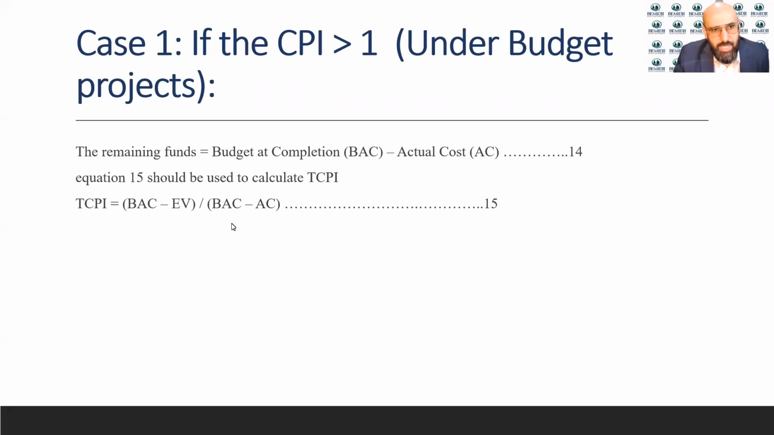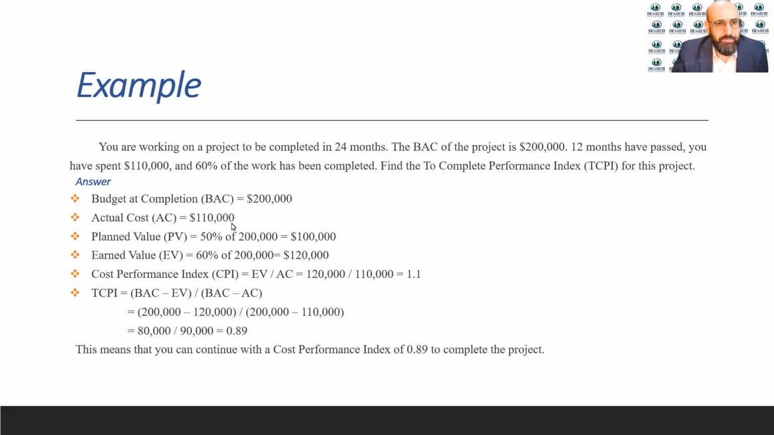Let's take a look at this example here. For this case, you are working on a project to be completed within 24 months. The BAC, that's the budget for the project, is 200,000. 12 months have passed. You have spent 110,000 and 60% of the work has been completed. Find the TCPI for this project.